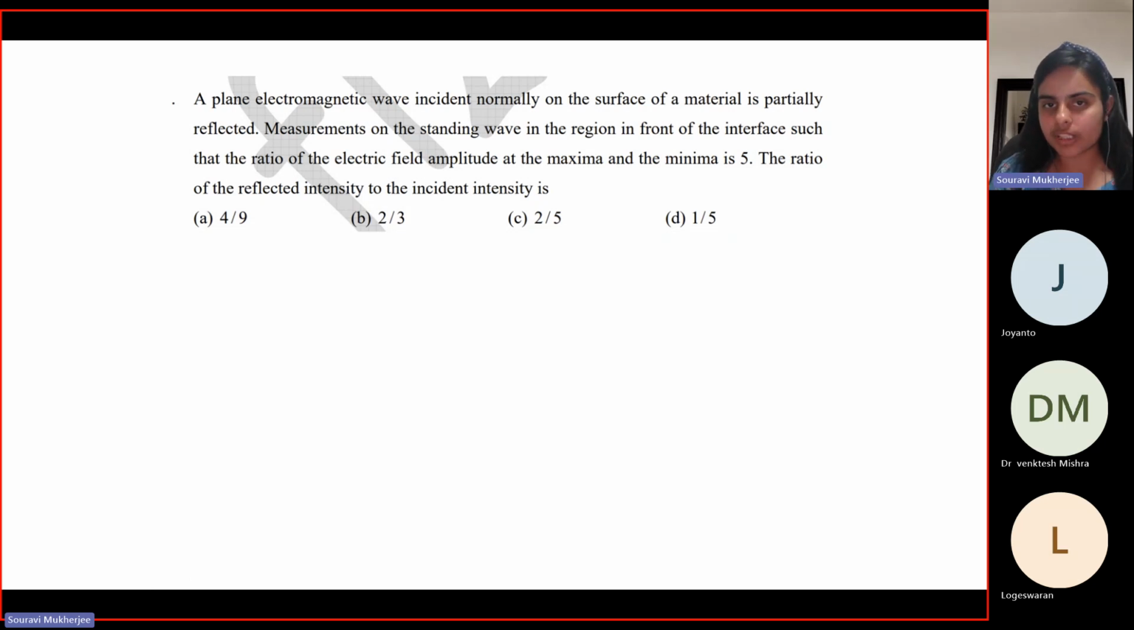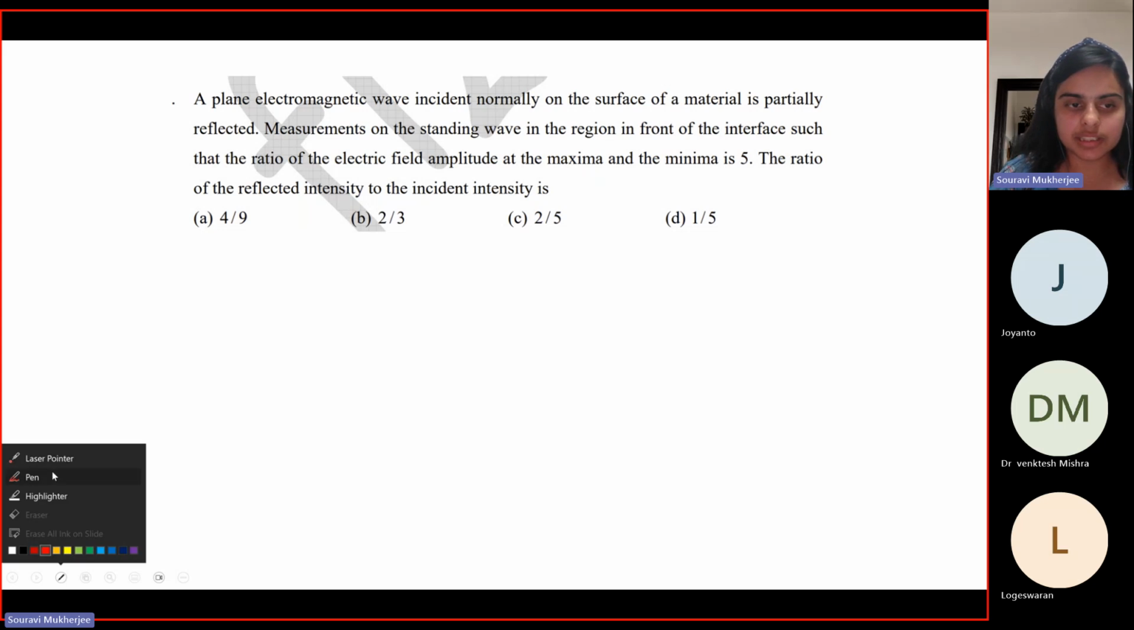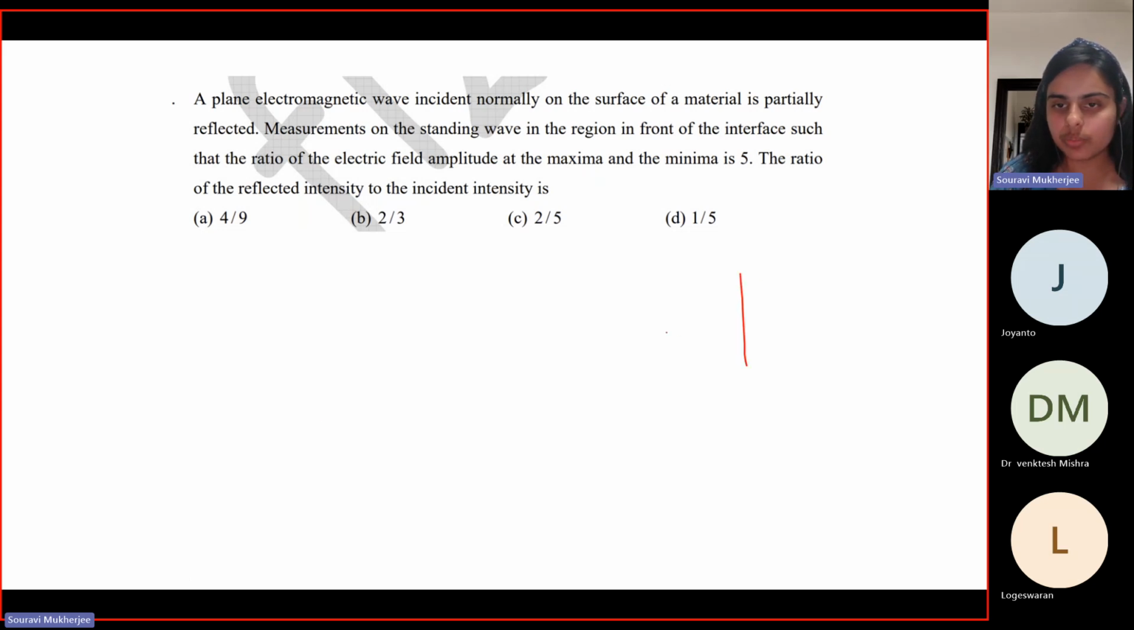So how do we answer this question? Here you have to consider that you have some interface, and you will have a wave which is traveling in this direction, and there will also be a wave which will be reflected back, right? It is said that the ratio of the electric field amplitude at the maxima and minima is 5. Now, when will there be a maxima? When the amplitudes of both these waves match in phase, then it would be a maxima, right?